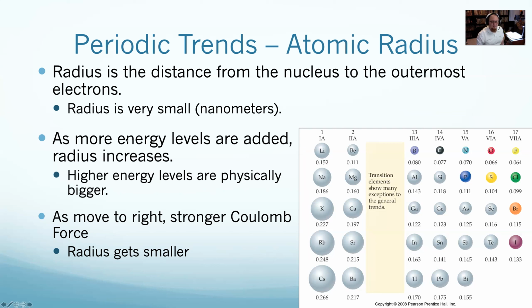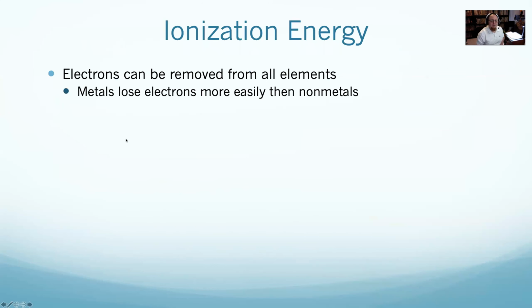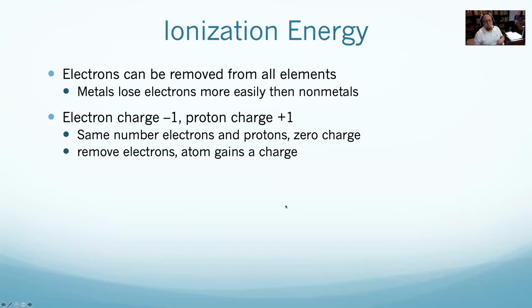Another periodic trend, ionization energy. You can always remove an electron from an element. Metals like to lose electrons. Once again, their goal is to get their valence shells to 0. But from any element, you can take away electrons. Even hydrogen with only 1, you can take its 1 sole electron and leave it lonely and alone. Keep in mind, we're going to say an electron has a charge -1, a proton has a charge +1. Really, it's 9.1 times 10 to the whatever coulombs, but we're just saying elementary charge.